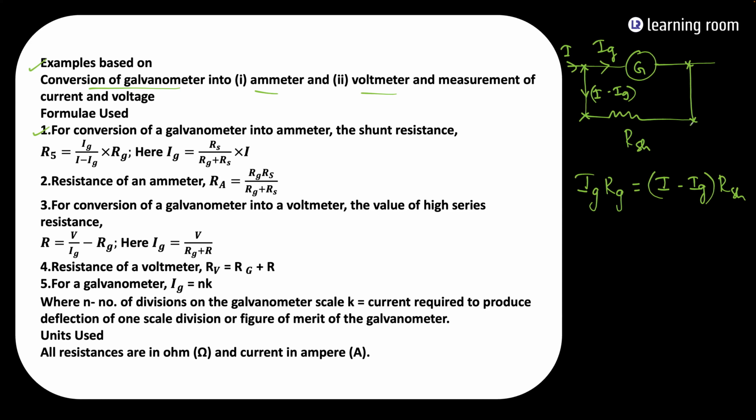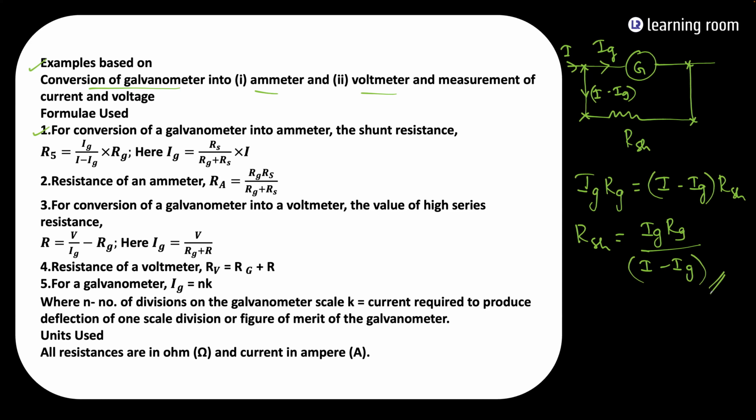Right. So what should be the value of R shunt? R shunt will be equal to Ig into Rg, the whole divided by I minus Ig. Am I clear with this? So that's what they will ask. What is the shunt resistance that you need to connect so that it is converted to an ammeter of this much value? That value of I will be given here. Am I clear with that?